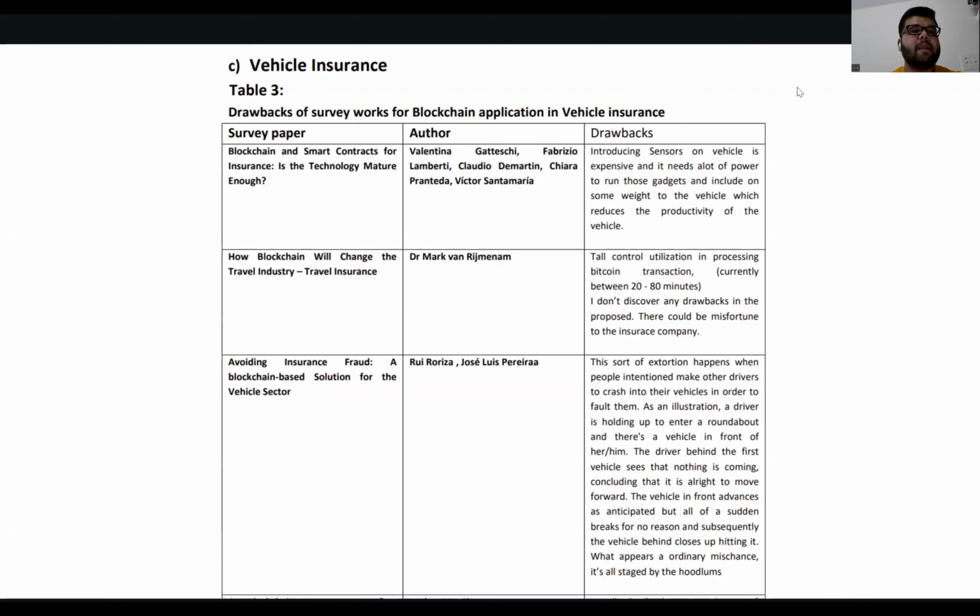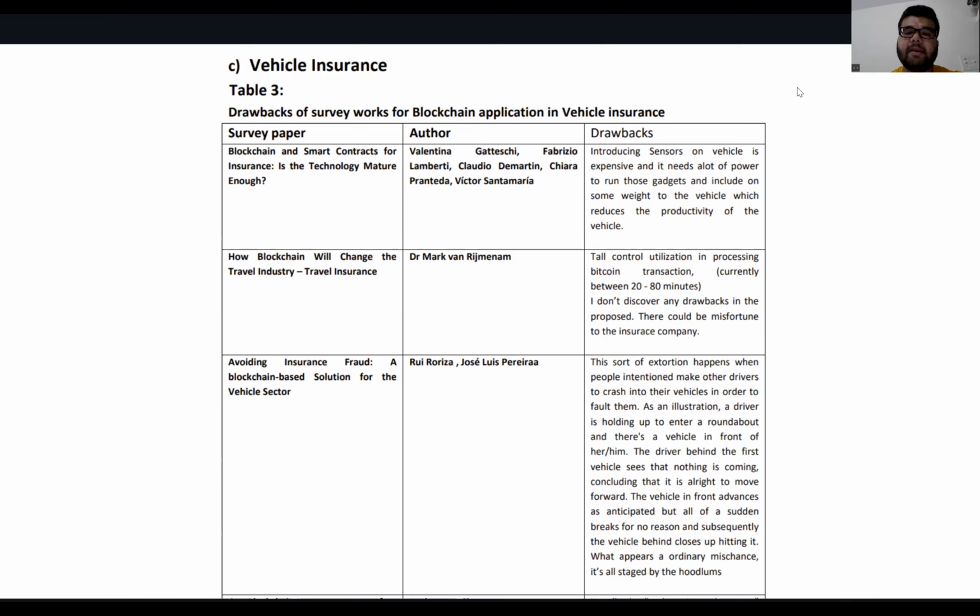So the first survey paper we are going to discuss is blockchain and smart contracts for insurance: is the technology mature enough? The authors are Valentina, Fabrizio, and Claudio, and other people. The drawbacks include that introducing sensors on vehicles is expensive and it needs a lot of power to run those gadgets, which reduces the productivity of the vehicle. The next paper is called How Blockchain Will Change the Travel Industry, Travel Insurance by Mark Van Rijmenam. The drawbacks are high power consumption in processing Bitcoin transactions.